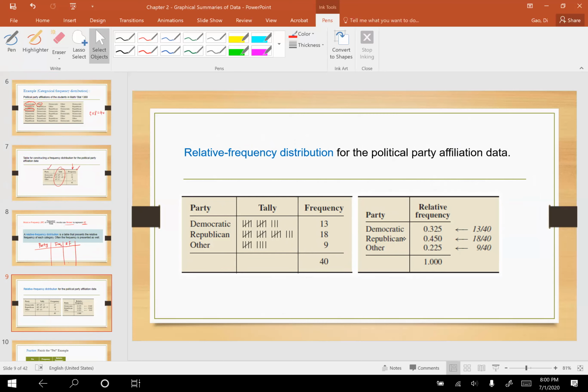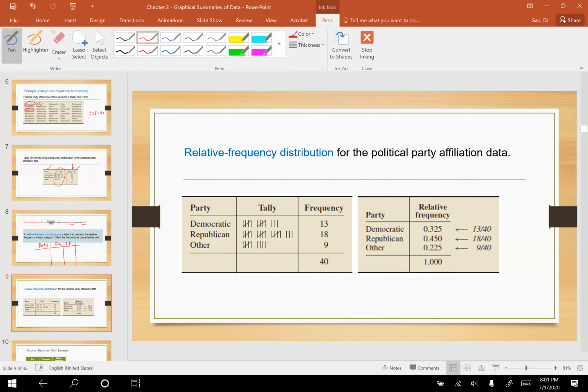And now let's finish the example. We have 13, 18, and 9. So the relative frequency is going to be 13 divided by 40, 18 divided by 40, and 9 divided by 40. Here we calculated it as a number with decimals: 0.325, 0.450, 0.225, and then the total is 1.